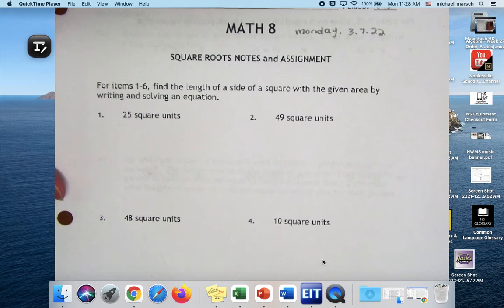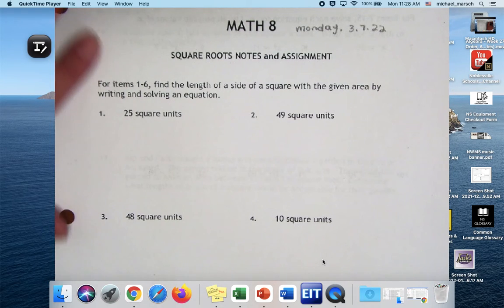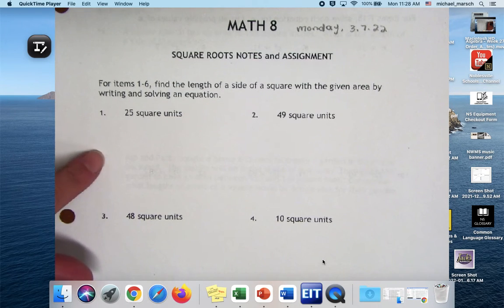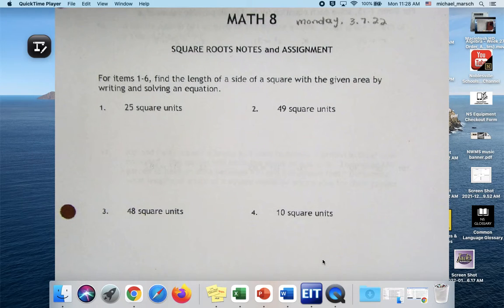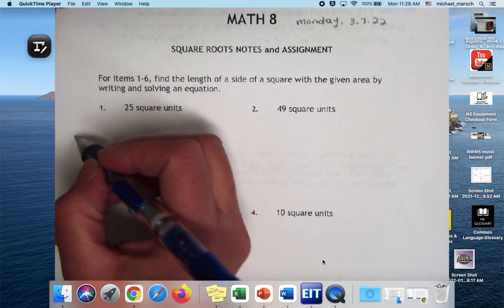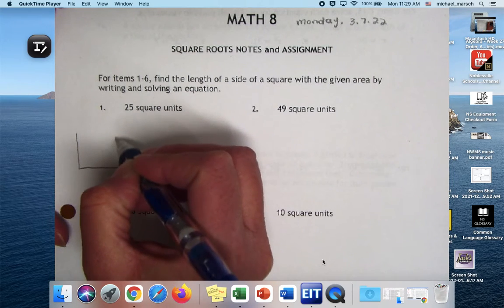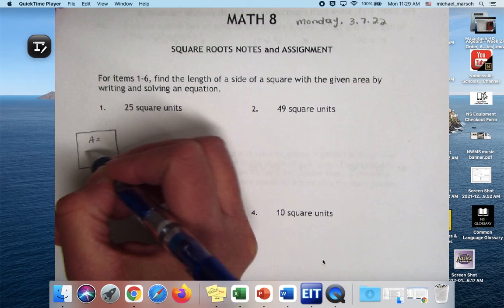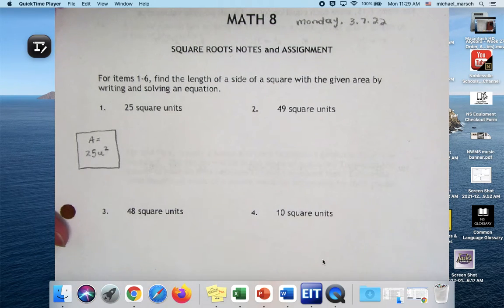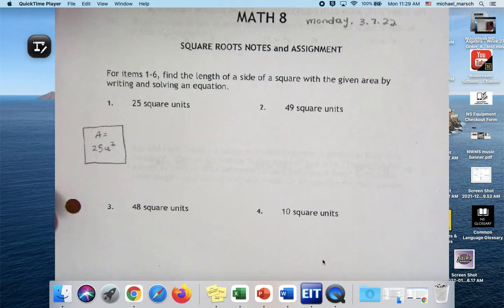Yeah. Okay, so we're going to talk about square roots, specifically finding the square root of non-perfect squares. And up until this point, we've been doing approximate values, and we're going to talk more about exact values today. So if I drew a square, and the area equals 25 units squared, how do you find the area of a square? Side times side.